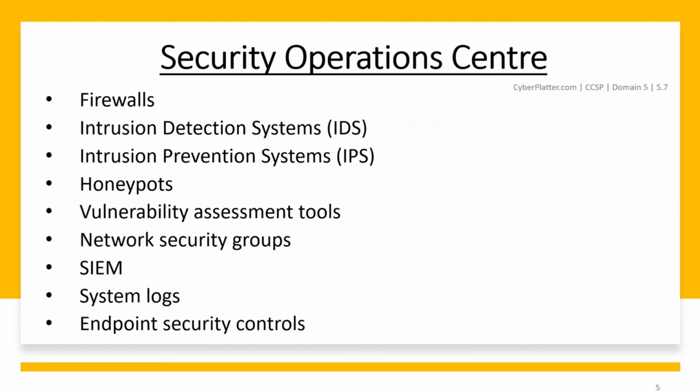Monitoring of security controls include a wide variety of systems such as firewalls, intrusion detection systems, intrusion prevention systems, honeypots, vulnerability assessment tools, network security groups, SIEM, system logs, endpoint security controls, right? Remember that these systems are hardware or software based and they will fail at some point. The monitoring often takes place through the centralized console of a security information and event management or SIEM tool. The SIEM collects log entries from a wide variety of security related systems and stores them centrally.